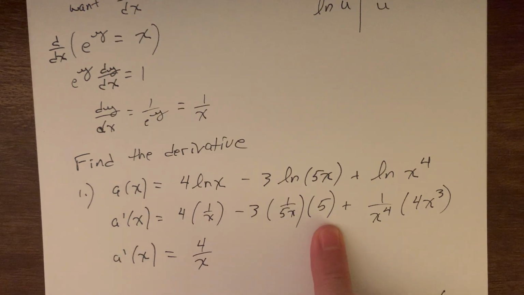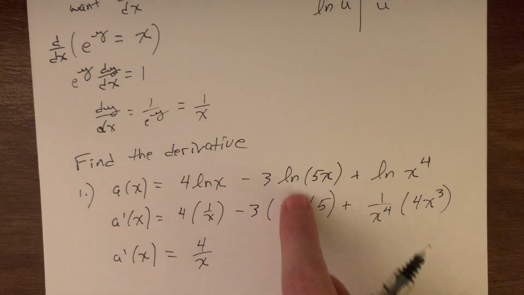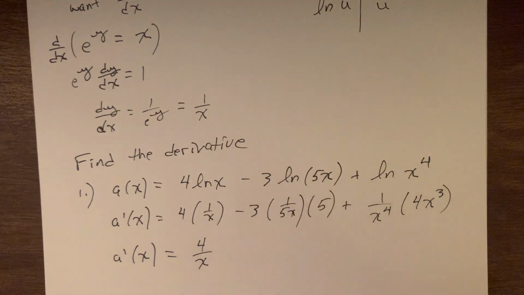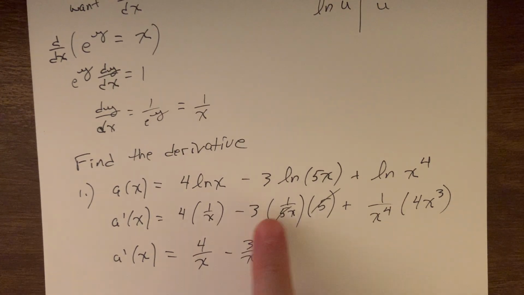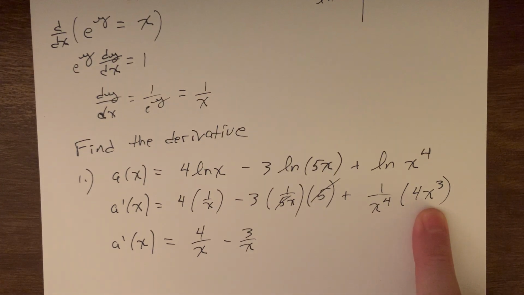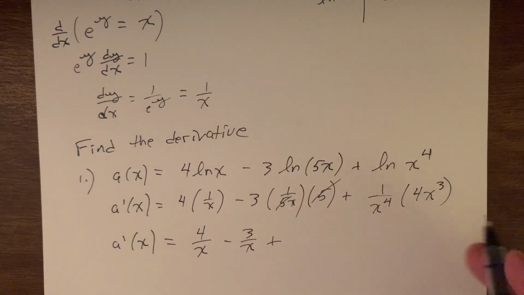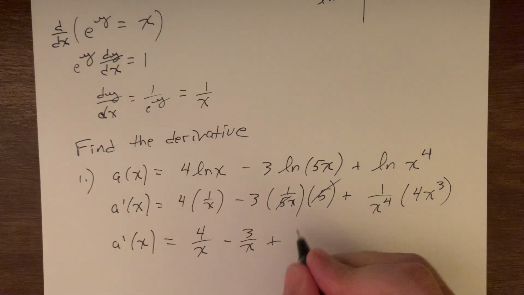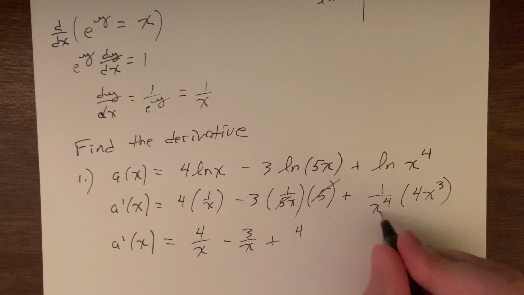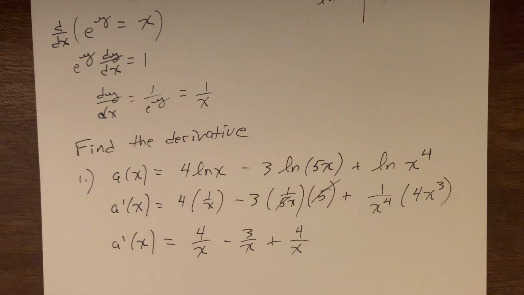Here, I mean, there's a lot of little things. You could start talking about, well, 3 over 1 times 1 over 5x times 5 over 1. But notice, the 5s would cancel. So this would simplify to just minus 3 over x. And over here, plus, we would end up having 4 times 1. We still have a 4, but the x cubed over x to the 4th, we could simplify that.